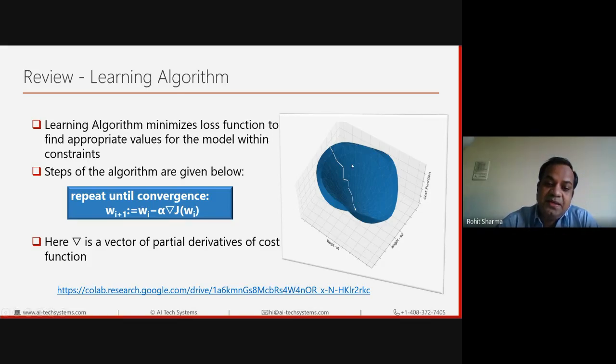So you do that in the loop. The entire algorithm is just one line: repeat until convergence, and then find the next weight. The parameter of the next iteration is equal to the parameter of the current iteration minus alpha. Alpha is a learning rate that we will talk about in a bit. And delta J(W) is essentially the slope of this function, or the gradient of this path.